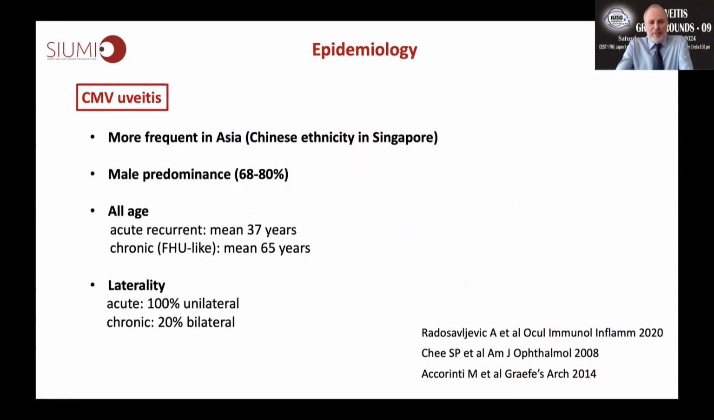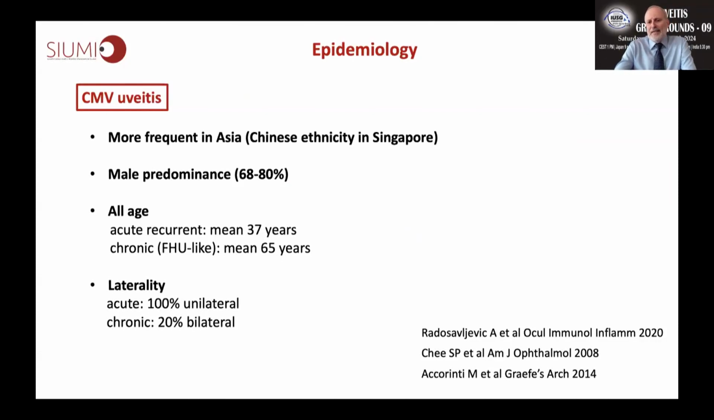CMV uveitis epidemiology is quite different from all the others. It's more frequent in Asia. For example, in Singapore, it has been reported that Chinese ethnicity is more affected than Indian and Malaysian. There is a male predominance, differently from the other types of herpes. It can occur at all ages, but we have to distinguish, as we will see in a minute, the acute recurrent form of CMV infection from the chronic one. The mean age at onset of the acute recurrent is 37 years old, while the chronic is 65 years old.